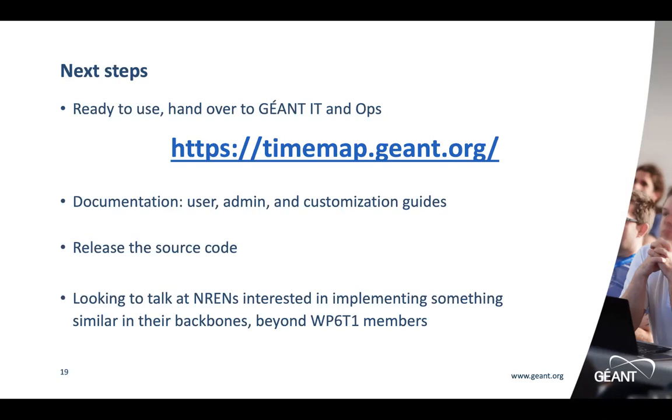What we are going to do now that the prototype is up and running and working well on the GÉANT backbone are two things, essentially. First of all, we are moving the service to production. The group of developers, which is me, Fabio, and five other people, did the prototype, but now we hand it over to the GÉANT operations team.